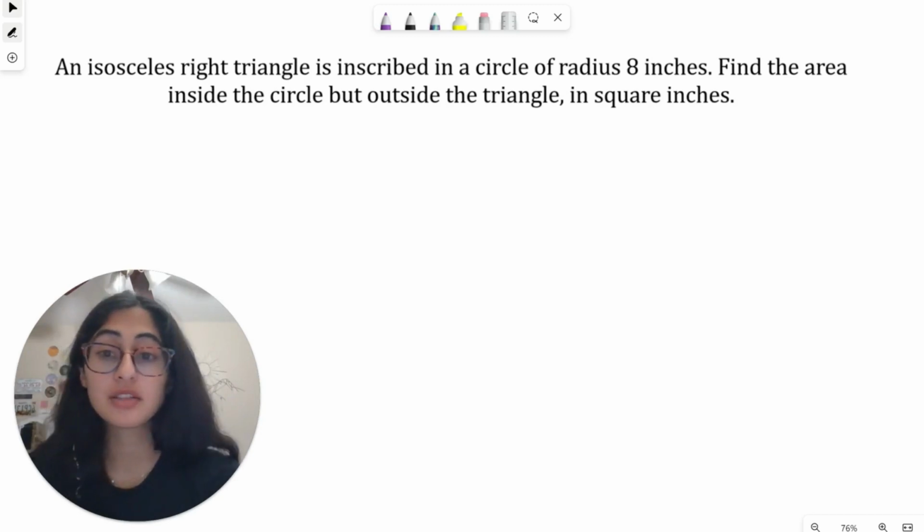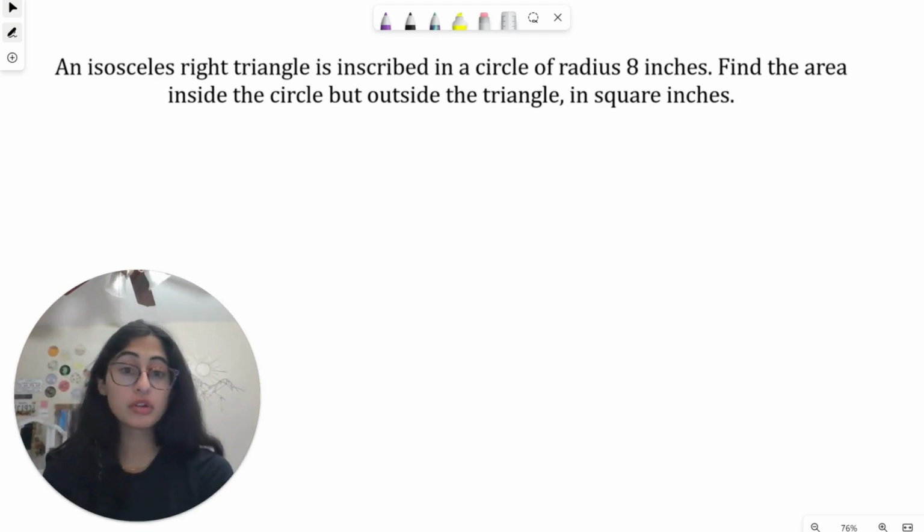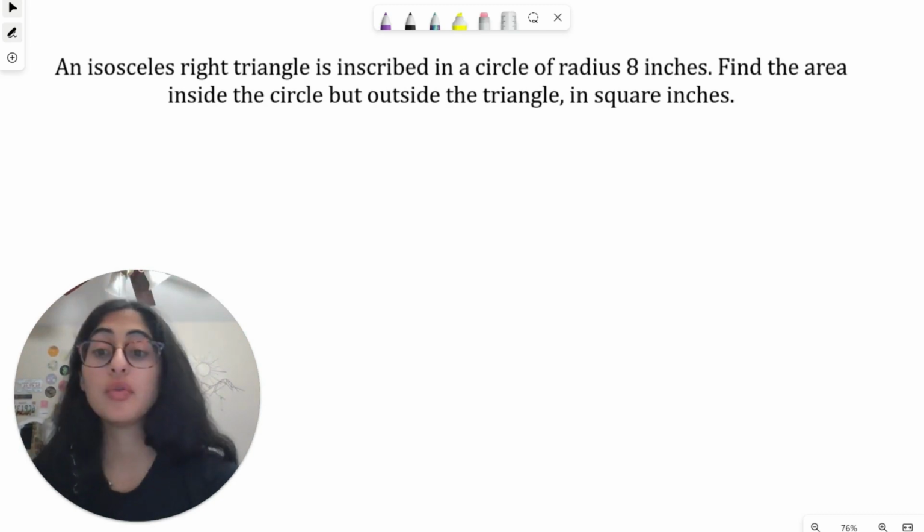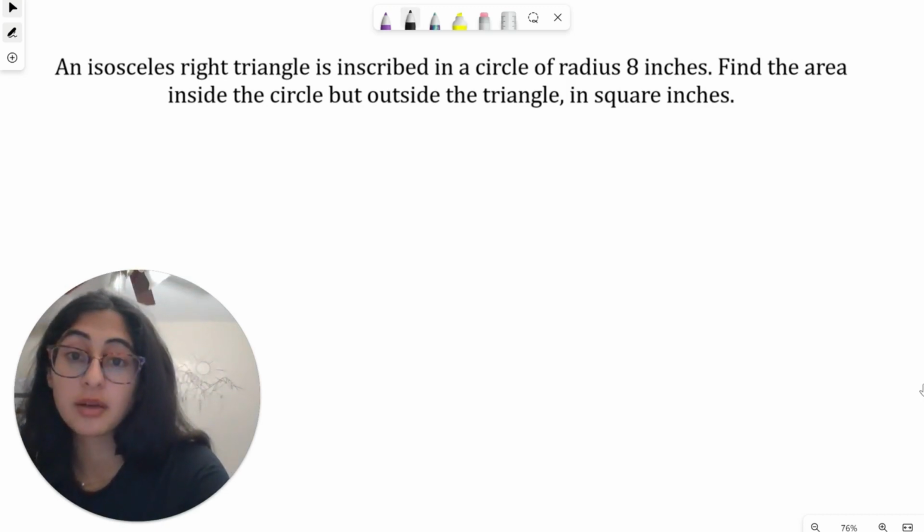Alright, so this question says an isosceles right triangle is inscribed in a circle of radius 8 inches. Find the area inside the circle but outside the triangle in square inches. Alright, so basically what this is saying is let's draw a picture like we always do.